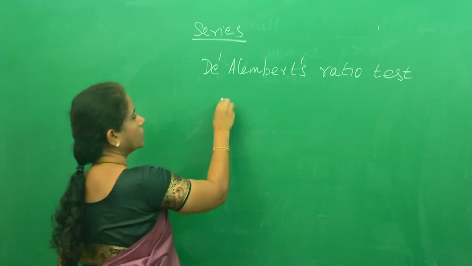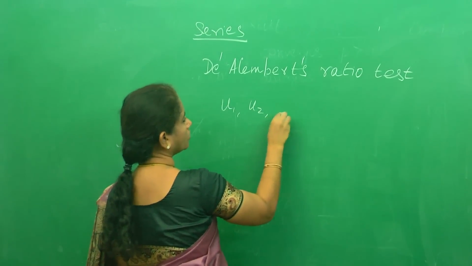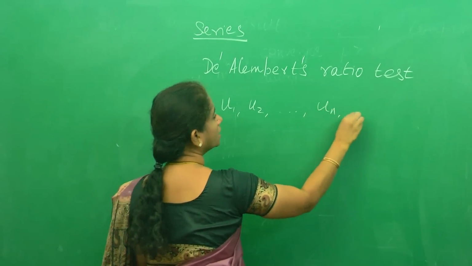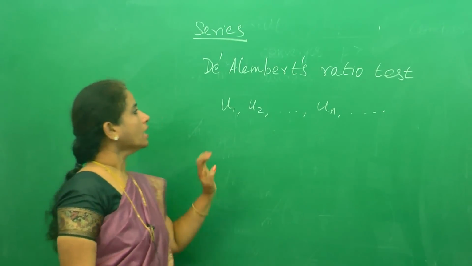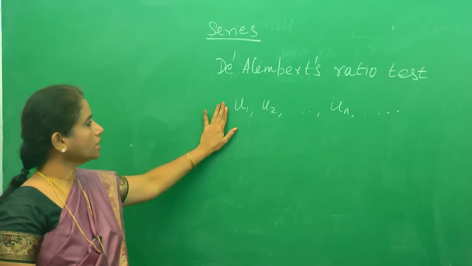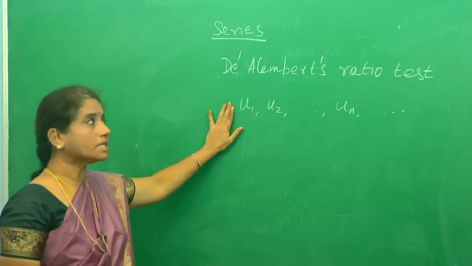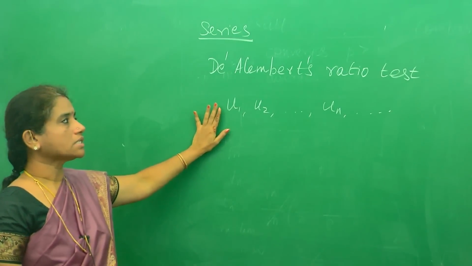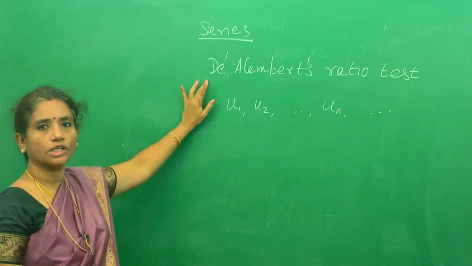You know the sequence will be of the form u1, u2, etc. up to un, and it goes on. Okay, and series means you need to put a plus in between. So we are going to test the convergence of the series u1 plus u2 plus etc. plus un by D'Alembert's ratio test.